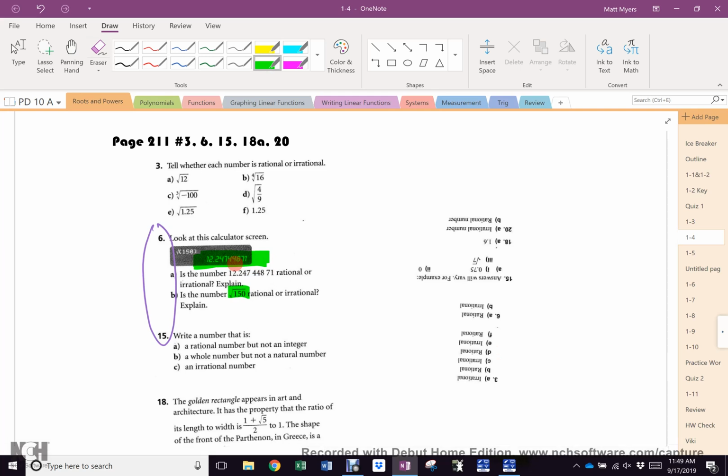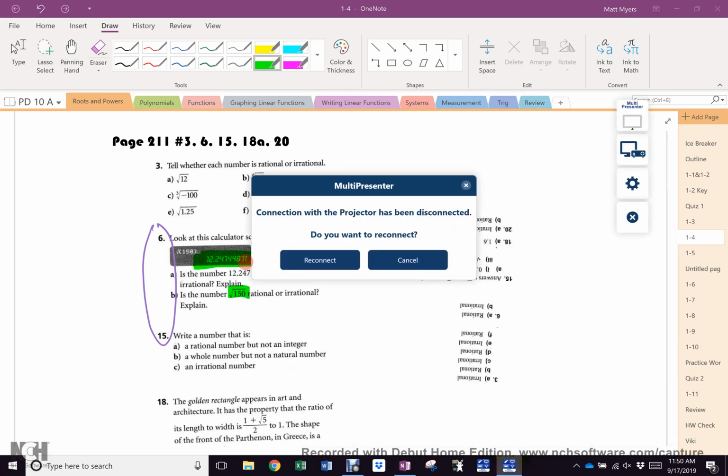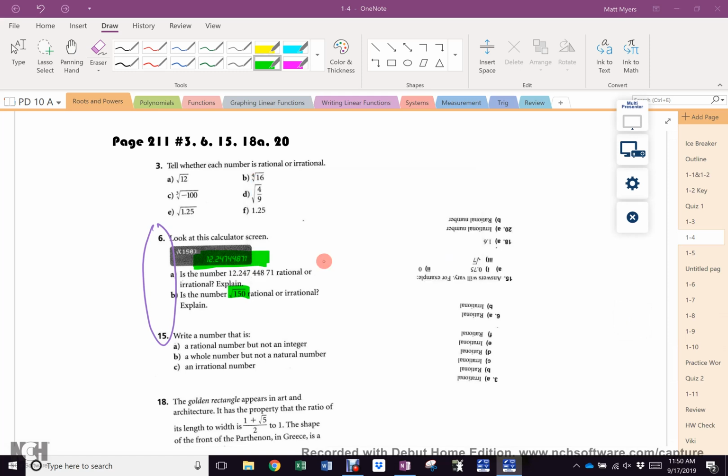Pardon me? The decimal ends only because the screen ends. If that calculator screen stretched out to infinity, how many numbers would be on it? Infinite numbers. Would they ever repeat? No. Would they ever end? No. The only reason this ends is the screen has ended.